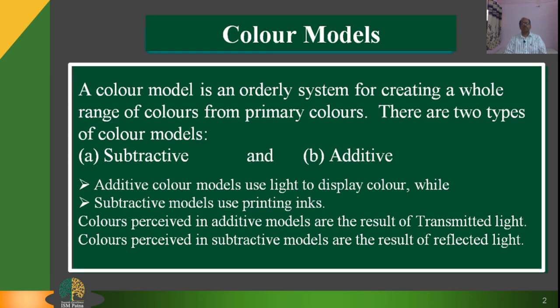There are two types of color models. One is called subtractive, whereas the other one is called additive. Additive color models use light to display color, while subtractive models use printing inks. Colors perceived in additive models are the result of transmitted light. Colors perceived in subtractive models are the result of reflected light.